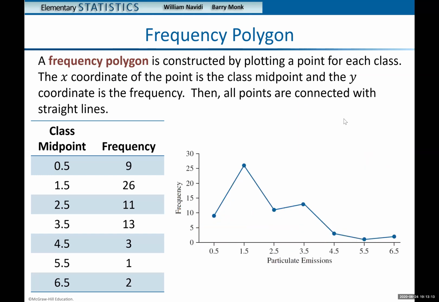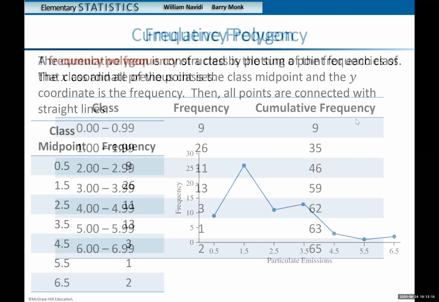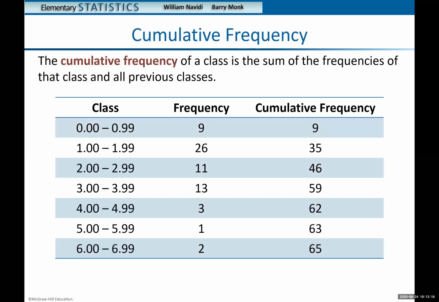Next, the last part, the next type is the cumulative frequency. So you're going to add another column here. Cumulative frequency is the sum of the frequencies of that class and all the previous classes. And for me, this is the easiest. So you have the frequency. To get cumulative frequency, or CF, you always start with whatever your first F is, write it down here.